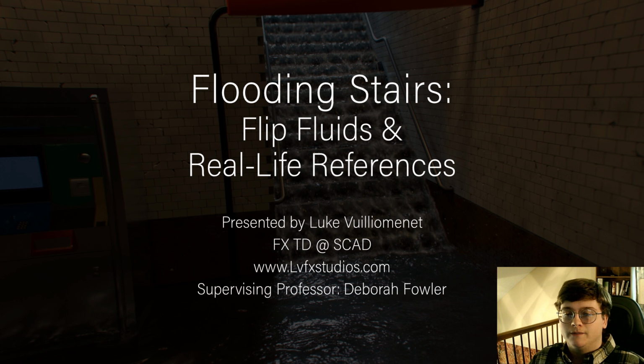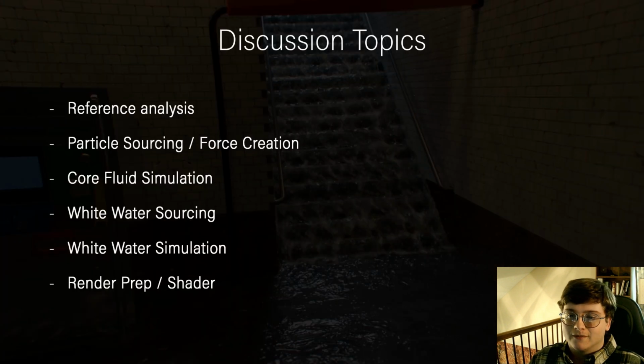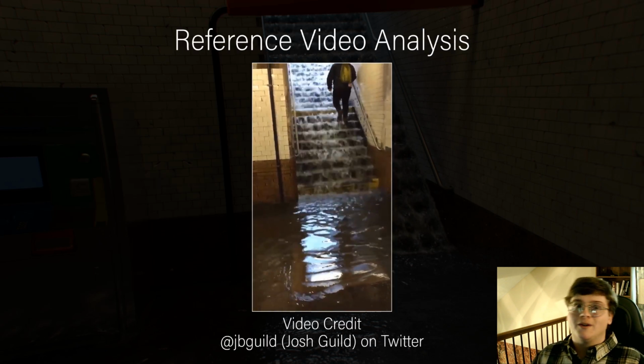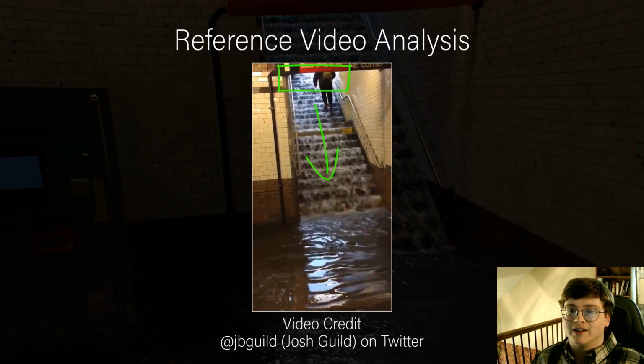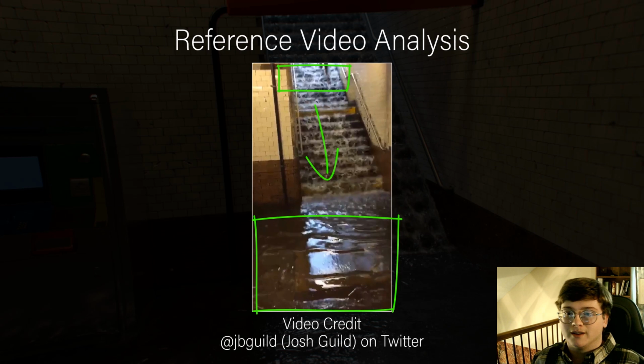Let's dive inside flip fluids and real life references. I'd like to talk about the steps I took to creating this project, which include reference analysis, particle sourcing / force creation, core fluid simulation, whitewater sourcing, whitewater simulation, and render prep or shader creation. When looking at my reference video, I see I have a source at the top, flowing down the stairs and gathering at the bottom, and flowing off screen to the left.